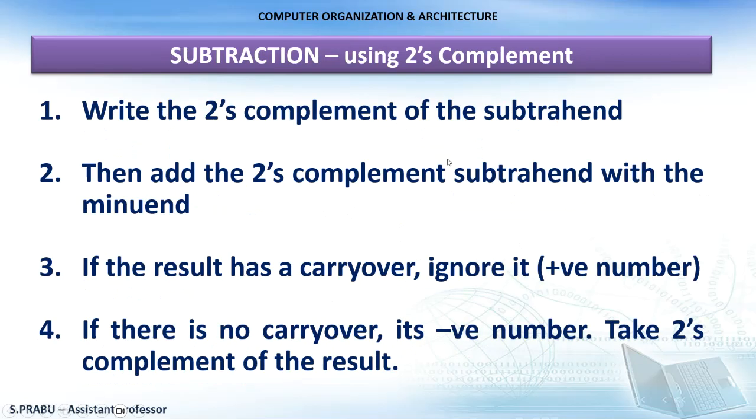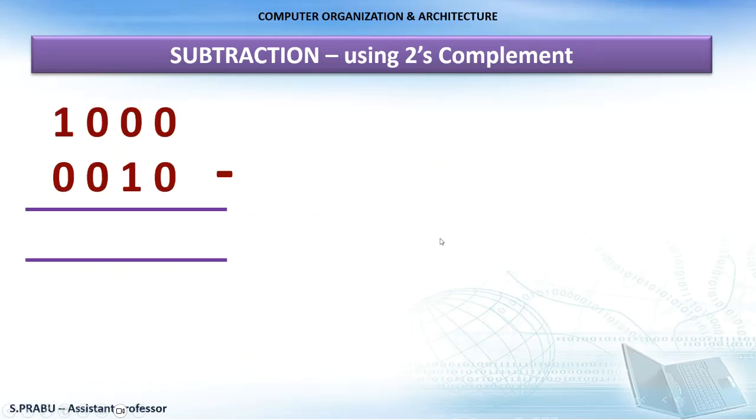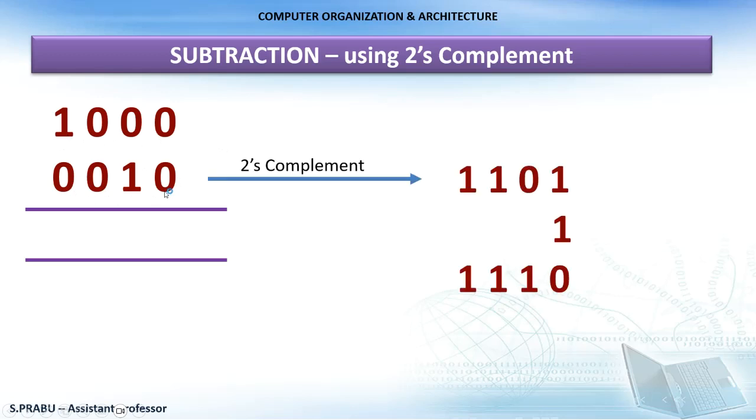So let's apply the 2's complement method in some examples. Here I want to subtract 10 from 1000. So the first step is to find the 2's complement of the second number. So first I find the ones complement. So 1101. I want to add 1. So 1 plus 1, 10. Carry is 1. 1 plus 0, 1. 1, 1. So the 2's complement for 0010 is 1110.